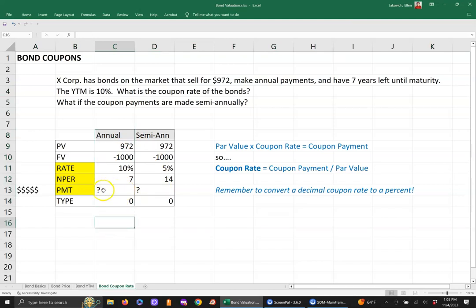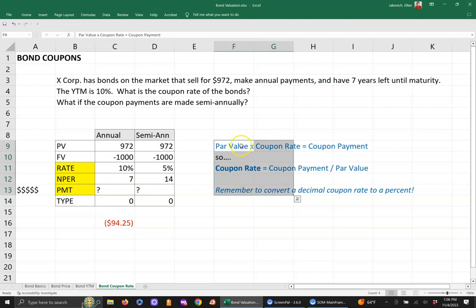We are going to solve for payment, and in Excel equals whatever we're trying to solve for, PMT, open parenthesis. It says click on rate, comma, number of periods, comma, present value, comma, and then future value, comma, and type, and close parenthesis. Okay, my dollar payment is going to be $94.25 every single year.